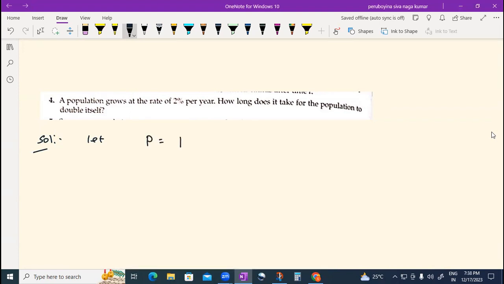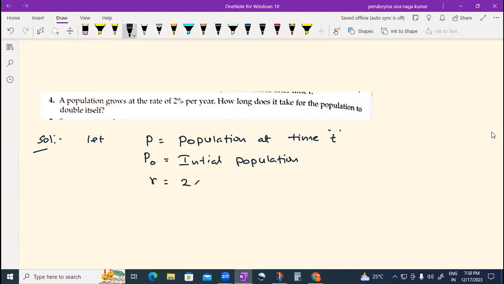Let P be the population and P naught the initial population. P means the population at a particular time T, and P naught is the initial population. The rate of interest they gave is 2%. 2% means 2 by 100, so you can write 1 by 50 as the value of R.